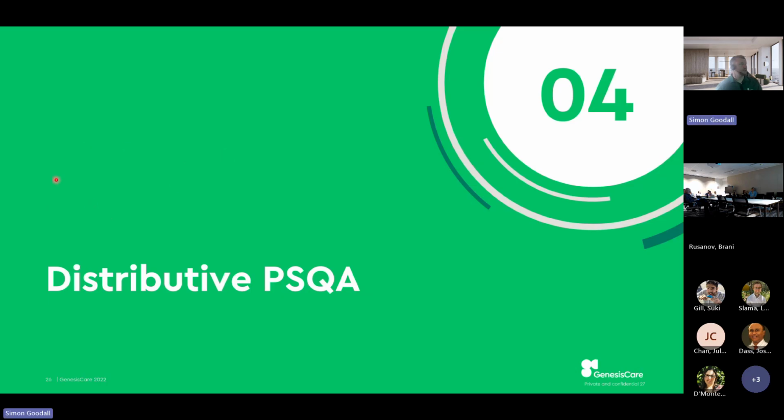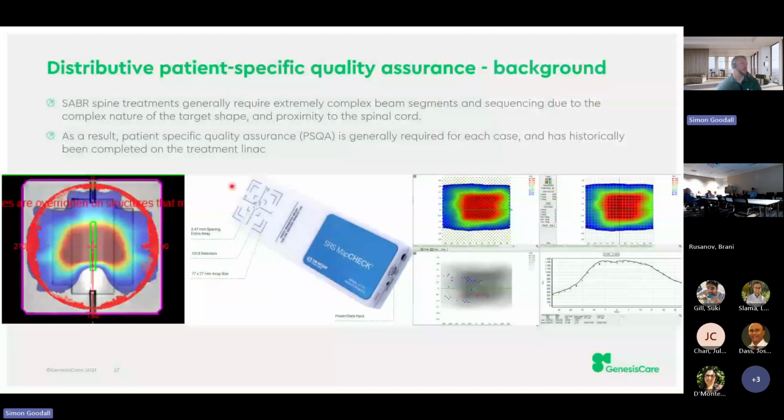So the next thing I'd talk to you about is this distributive patient-specific QA model. If you don't have a physics background, when it comes to SABR spine, these are really complicated treatment plans, and often the complexity of the beam segments and the sequencing is up there as one of the highest that we do in radiotherapy at the moment. As a result, we run patient-specific QA processes on every patient. That generally consists of measuring the plan in a known geometry with some kind of known detector. We use this SRS MapCHECK in Genesis.